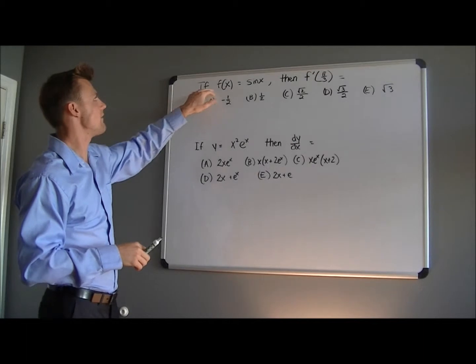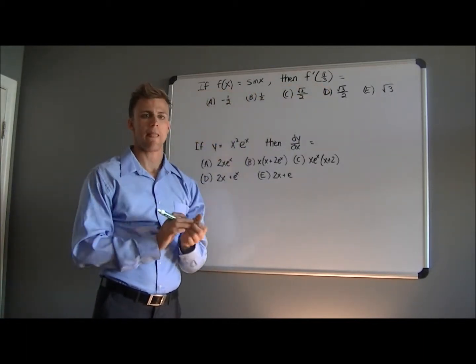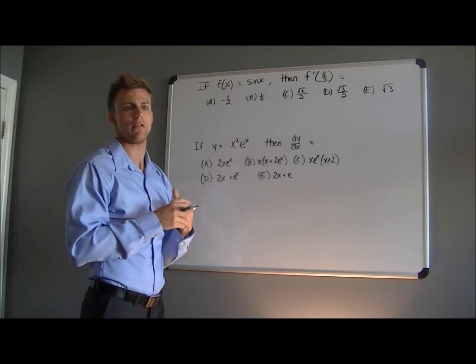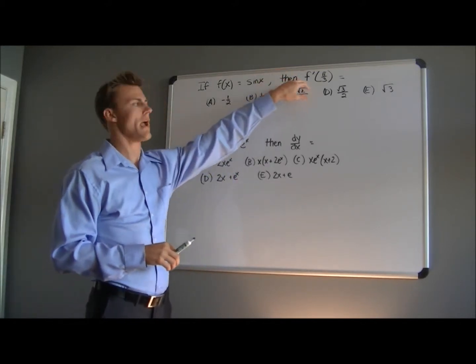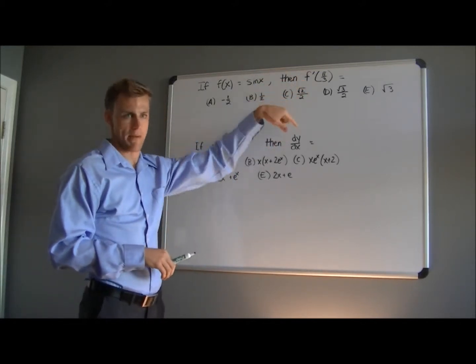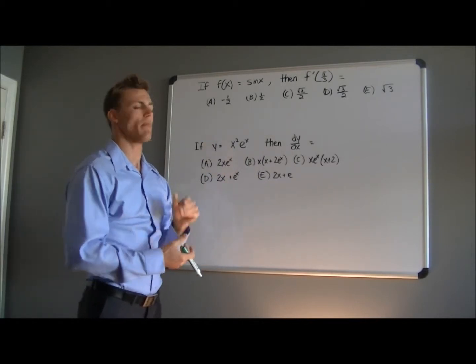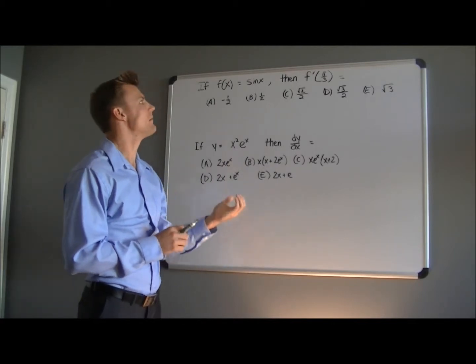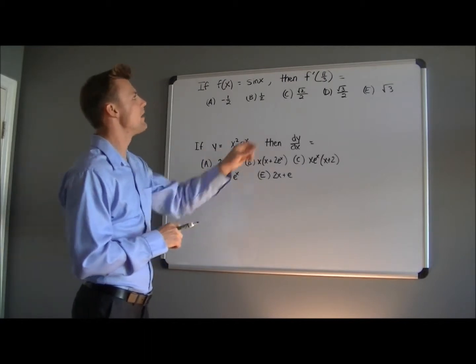This question: if f of x equals sine x, then f prime of pi over 3 equals. The AP test will use certain terminology for derivatives interchangeably. F prime, dy dx, y prime, first derivative, all of those mean the exact same thing. They will be used interchangeably to try to trick you up, but just make sure you know that they are all terminology for first derivative.